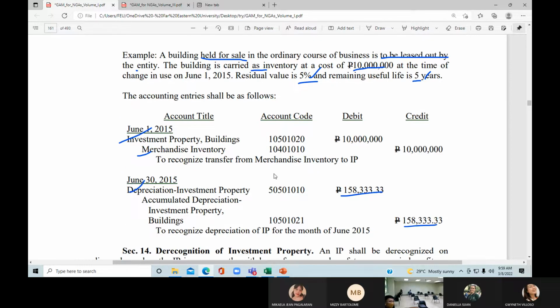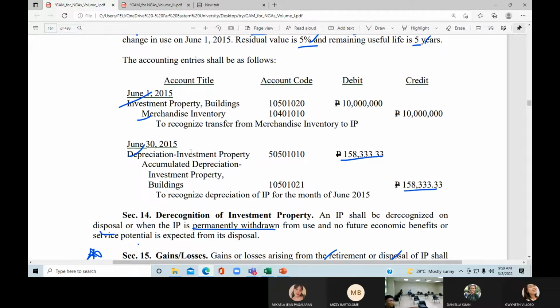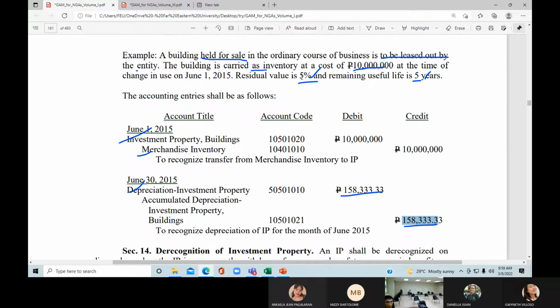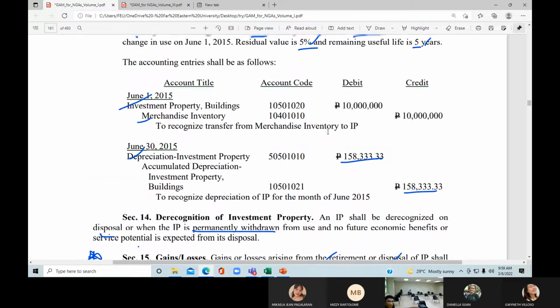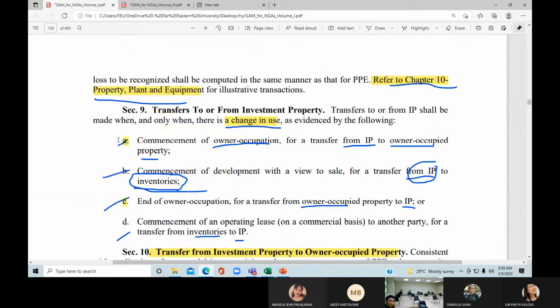Okay. Then syempre, nung nasa investment property na siya, magdi-depreciate niya. So debit depreciation, investment property, credit, accumulated depreciation, investment property. Again, compute mo na lang to, amounts na to. Based dyan sa 5% residual value and 5 years na useful life. Dali lang, no? Easy. Yan yung transfers to or from investment property.